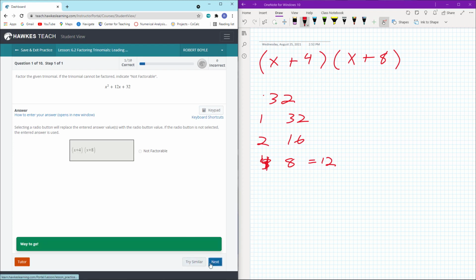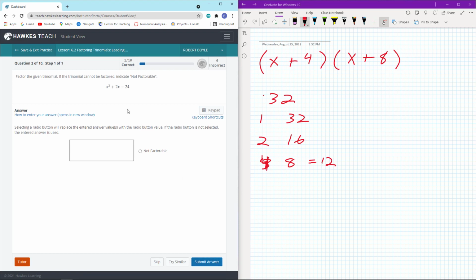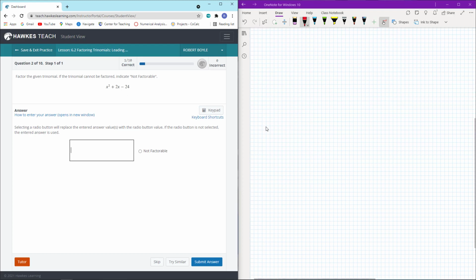Okay, let's look at another one. Next. Now this one, we have a plus 2x minus 24. So c is negative. This means this is going to be of the form x plus something times x minus something else. On top of that, we want this to be positive, so we're looking for factors of negative 24. We want the larger factor to be positive, so that we actually get a positive 2.